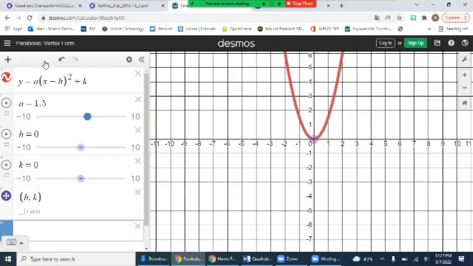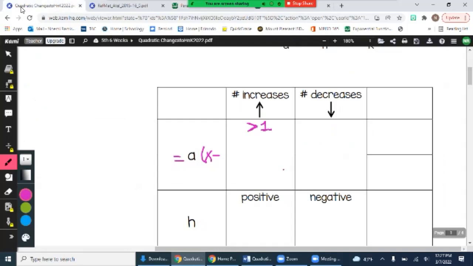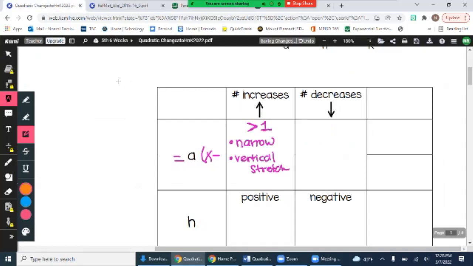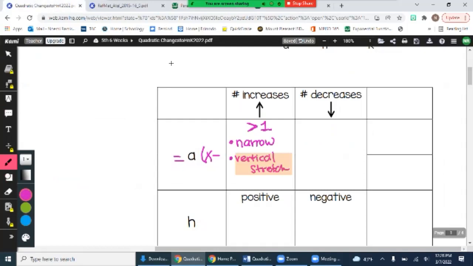It gets skinnier, starts to close in, and it starts to close in so much that it looks like it's becoming what type of line? A vertical line. So we call this a vertical stretch. Narrow means skinny, and this is called a vertical stretch. Make sure you highlight the term vertical stretch because that's the one that they're going to be using on the STAR test.